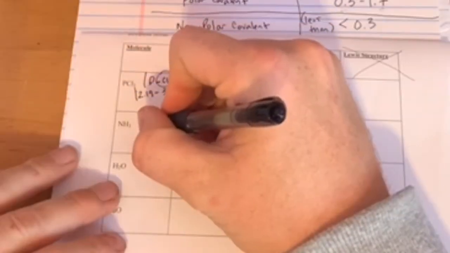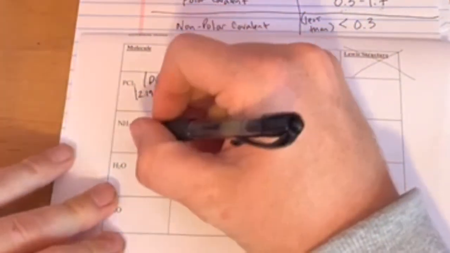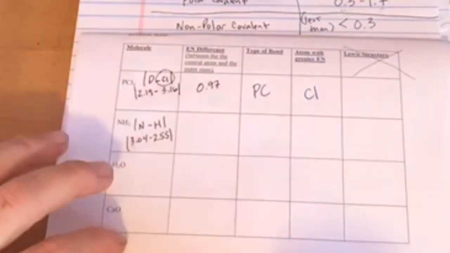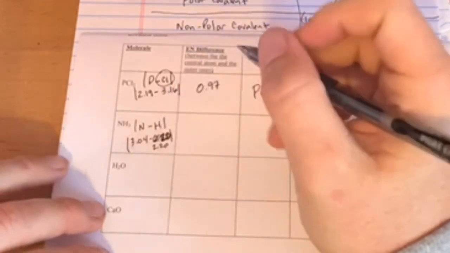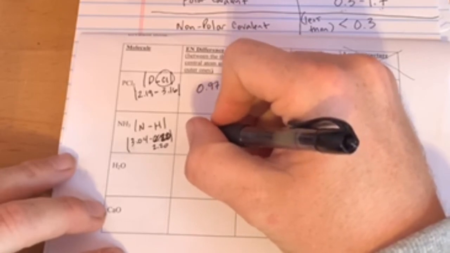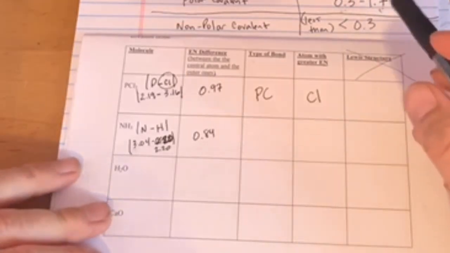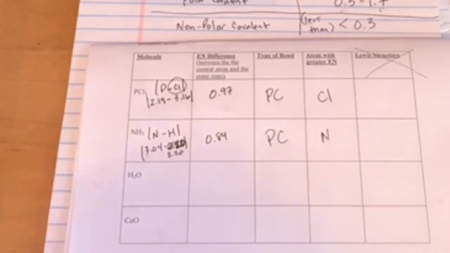All right, so N minus the H. N we said was 3.04 minus 2.20. I'm sorry, wrong number, 2.20. So that means that we're looking at 0.84, which falls between 0.3 and 1.7. So this is a polar covalent bond, and the atom with the highest electronegativity is going to be nitrogen. All right. So you guys do these bottom two.